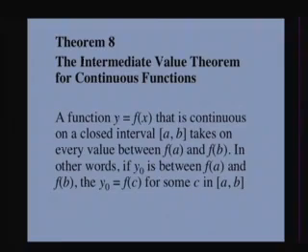A function y equals f of x that is continuous on a closed interval a comma b takes on every value between f of a and f of b. In other words, if y sub 0 is between f of a and f of b, then y sub 0 will equal f of c for some value of c in the interval a comma b.